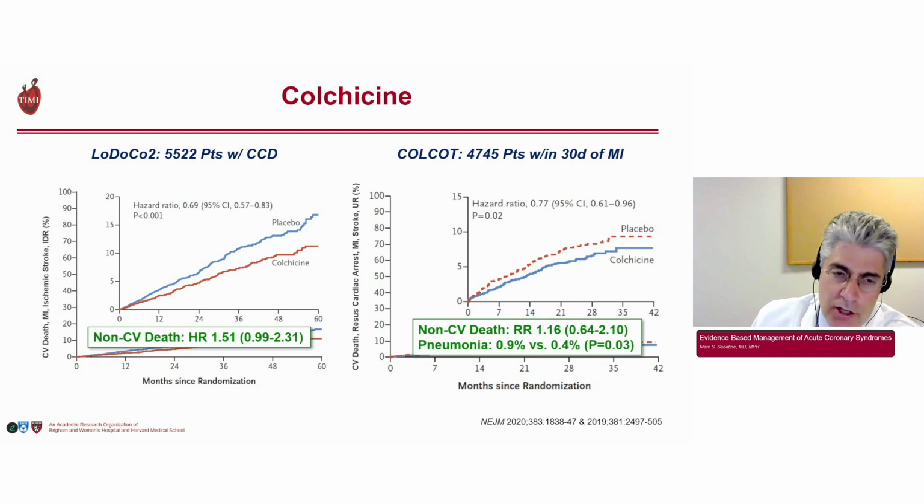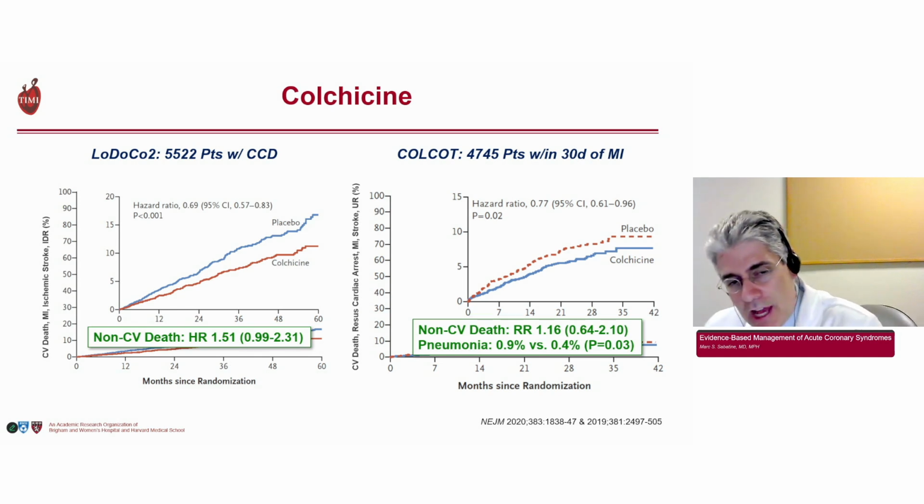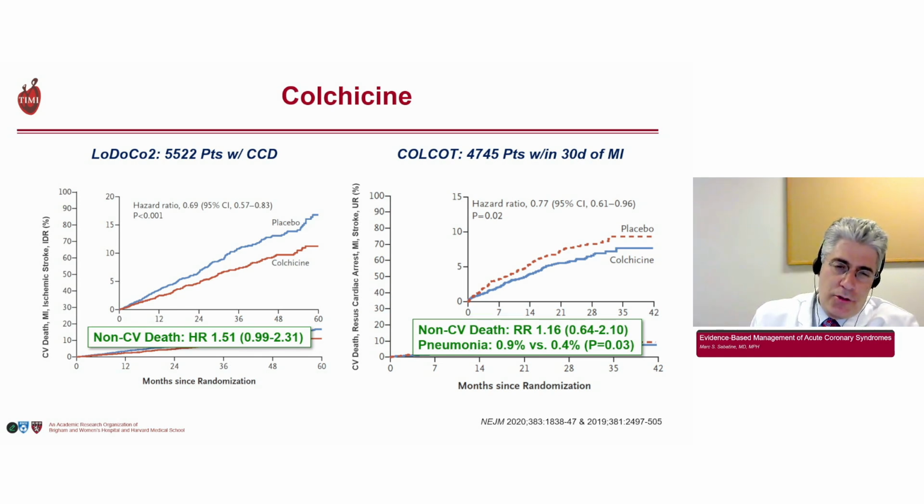in part because there are just some signals there. A signal for non-CV death in LODOCO-2, a hazard ratio of 1.51. Not so clearly seen in COLCOT, non-CV death, risk ratio 1.16. It's not 1, but it certainly is not 1.5, but suggesting there could be some slight excess.